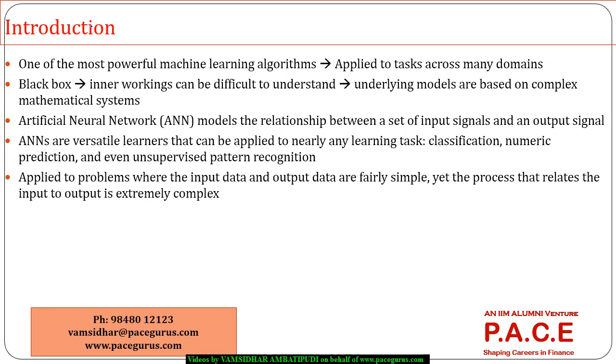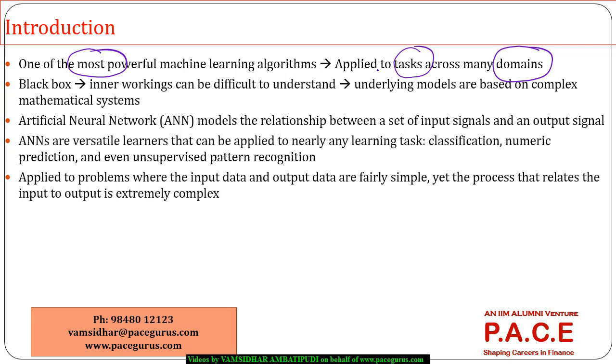So what is typically seen is that neural networks are one of the most powerful machine learning algorithms in today's world, because the applications of neural networks are across several domains. I can use them in finance, in behavioral sciences, in humanities. There is a wide variety of areas. In science, I can use neural networks a lot. So there are applications in many domains across different kinds of tasks.